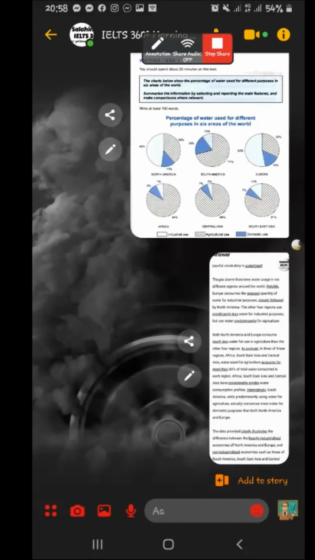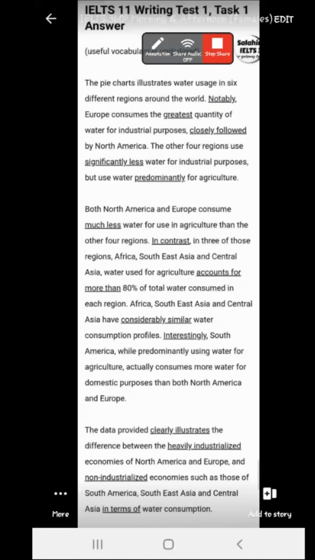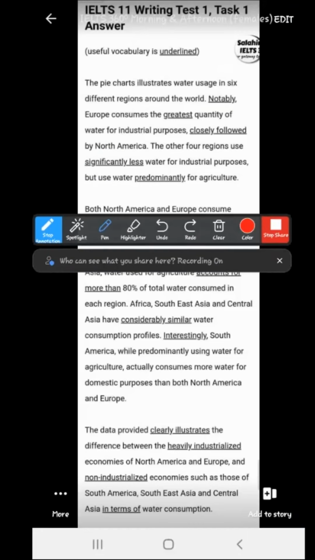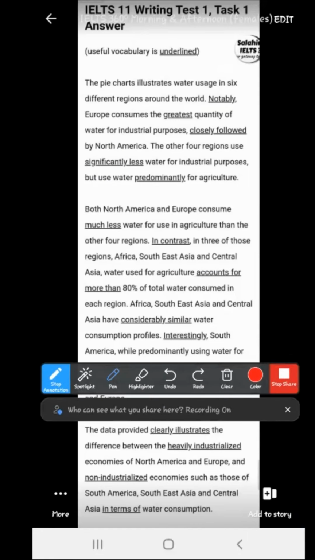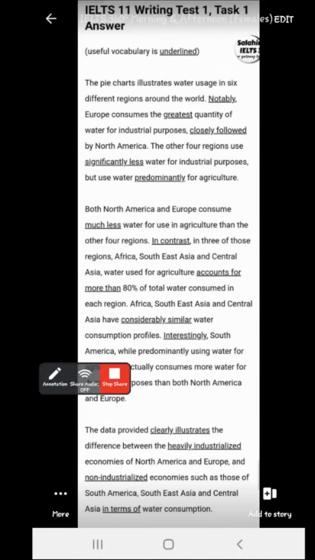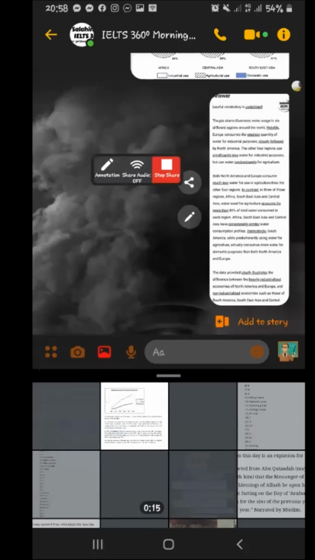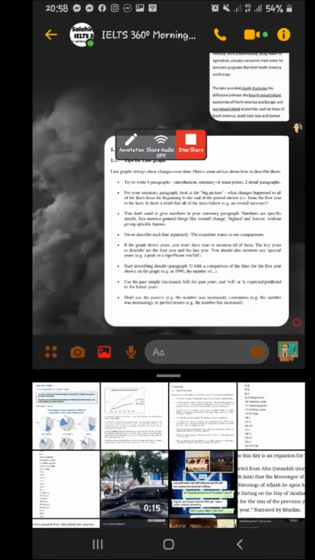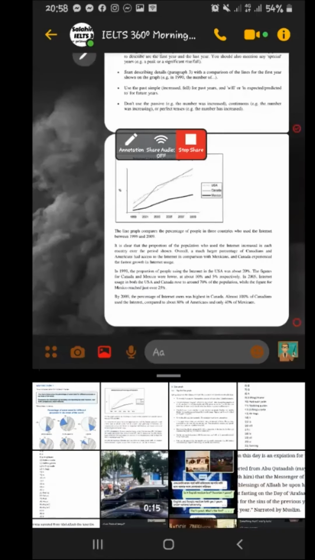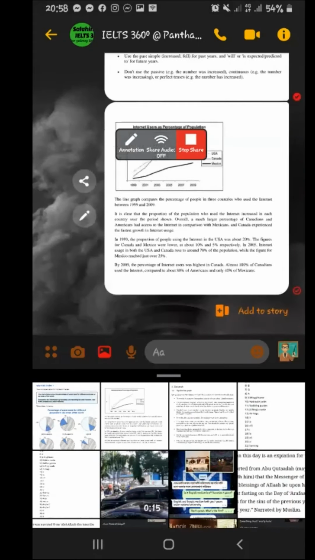You can take more information from here, and it will be helpful if you jot down the words, such as notably, greatest, closely followed, significantly less, predominantly. I want you to use these words. In that case, it'll be a lot easier for you to write. And whatever we have discussed before, the line graphs, this is the line graph, this is the sample, and I'm going to share it here. I just want you to study line graphs as well.